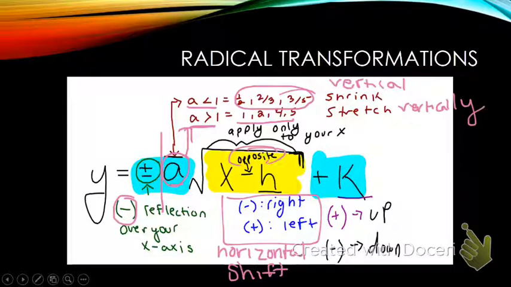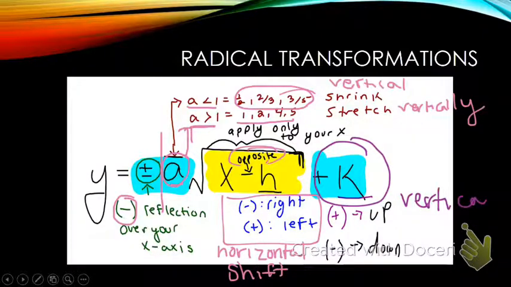And then finally, last but certainly not least, we have this k. All right? This one's more straightforward. Y'all are much more comfortable with this. This is a vertical shift up or down. If it's positive, you go up. If it's negative, you go down.